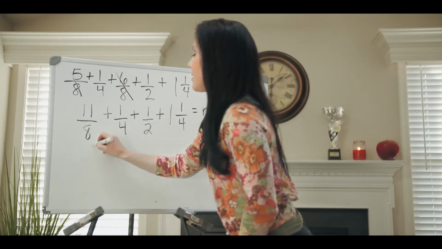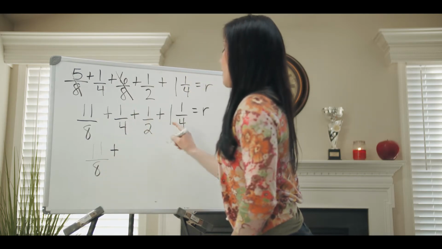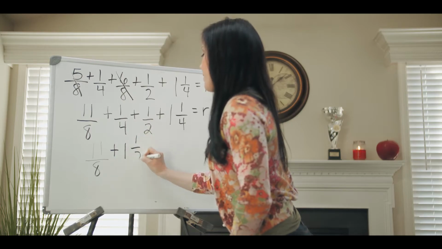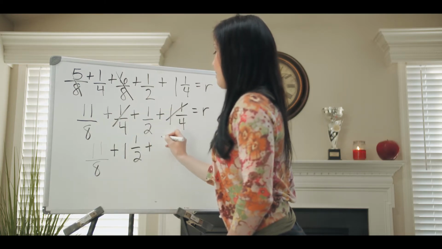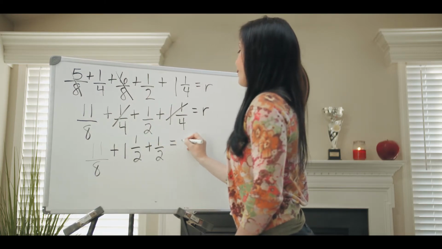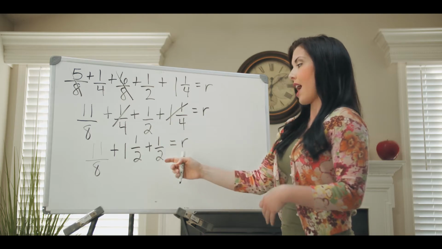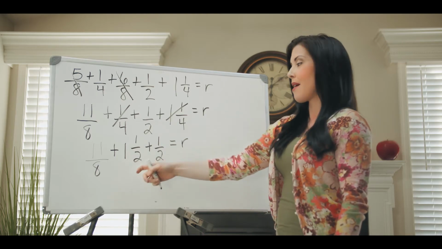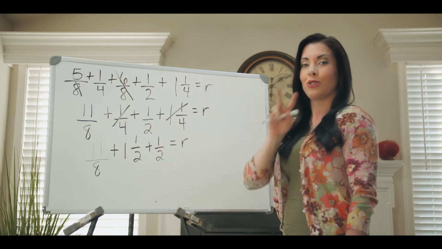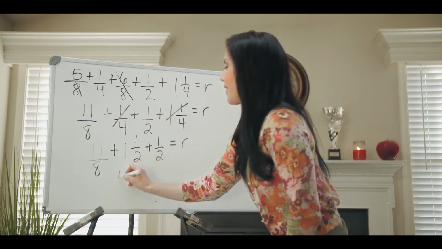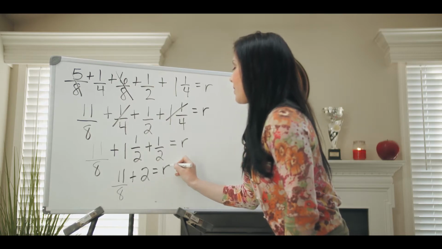So I'm gonna go ahead and write this. 11/8 plus what I just added, 1 1/2. Okay, so I'm gonna get rid of that and get rid of that, plus my half here. I'm in luck. I've got more like terms, okay? So now I've got 1 1/2 plus 1/2. Well, what's 1 1/2 plus 1/2? 2, very good. So now I'm gonna go ahead and rewrite 11/8 plus 2 equals R.